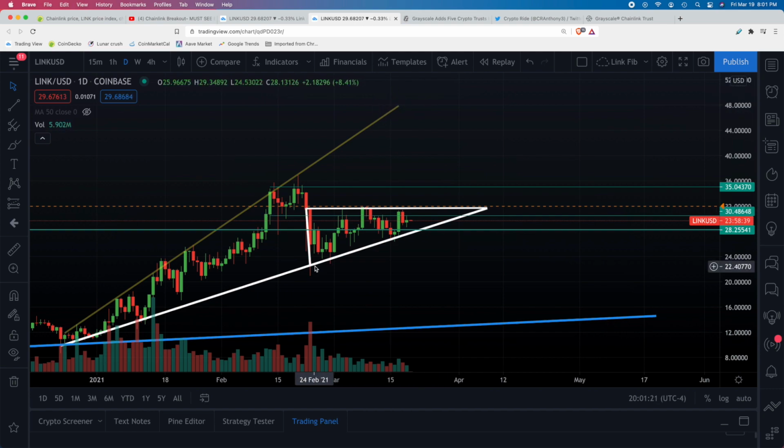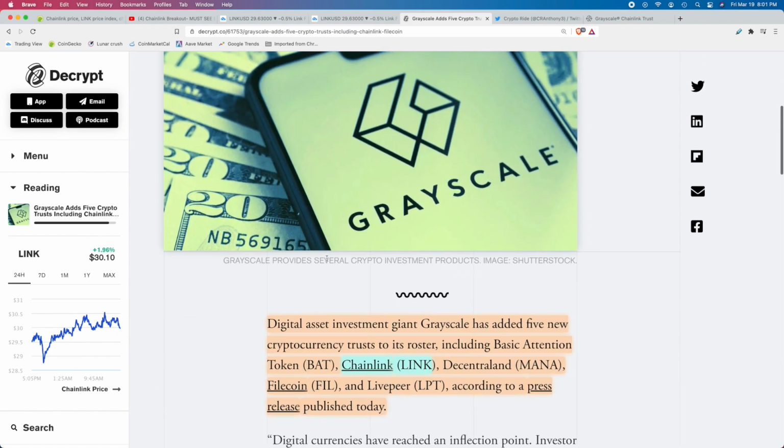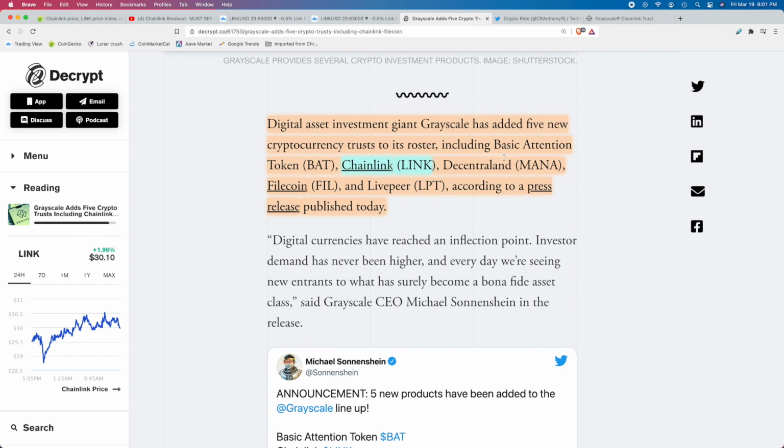And I don't want to sound like a permabull here, but there's a lot of good news surrounding Chainlink. So let's just talk about that real quick. The biggest news to come out this week, if you haven't seen it, was that Grayscale added 5 crypto trusts, and one of them was Chainlink. If you didn't see this news, the 5 they added were Basic Attention Token, or BAT, Link itself, Decentraland, or Mana, which is an NFT. It's a whole virtual world.